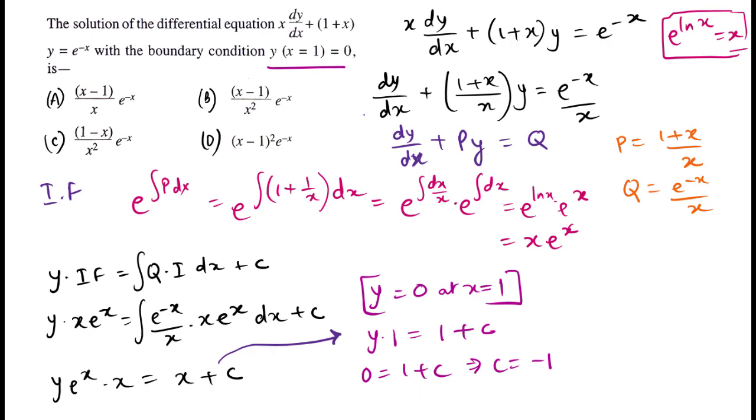Then the equation will turn out to be y x e to the power x equal to x minus 1, or y equal to (x minus 1) by x. If e to the power x comes here, then it will be e to the power minus x. So this is the solution to this problem. So option A is the correct answer, right?